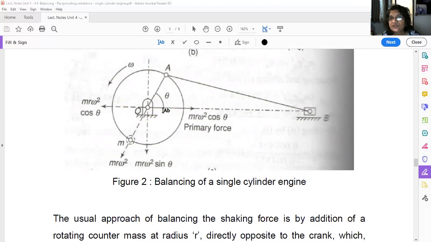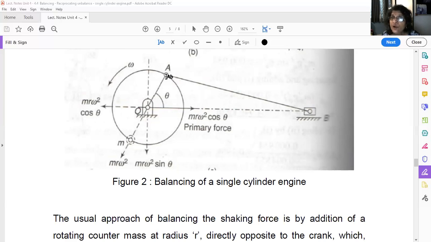See, what is the unbalanced force? This one. What is the magnitude? Mr omega square cos theta. As this crank is rotating in this direction, at this moment the unbalanced force direction is this one, Mr omega square cos theta. Now you have to balance this force. Assume that the reciprocating mass is imagined to be placed here.